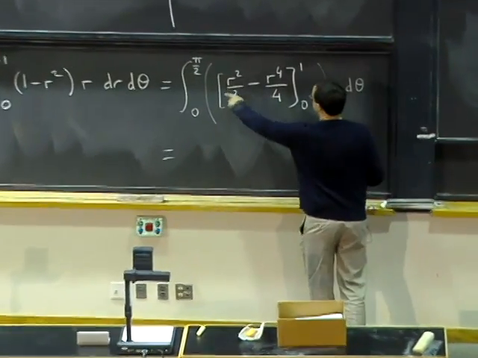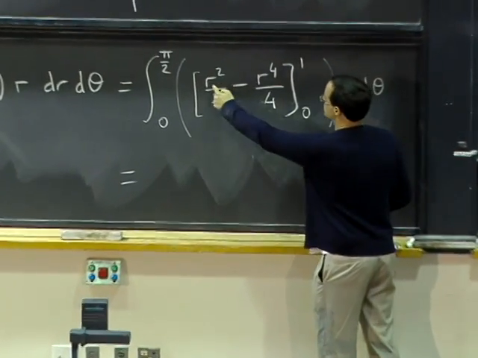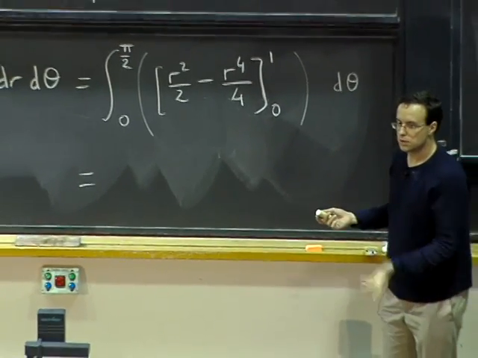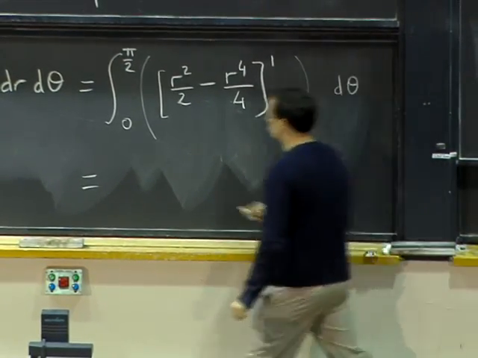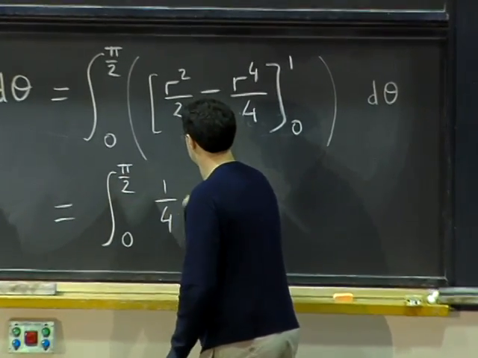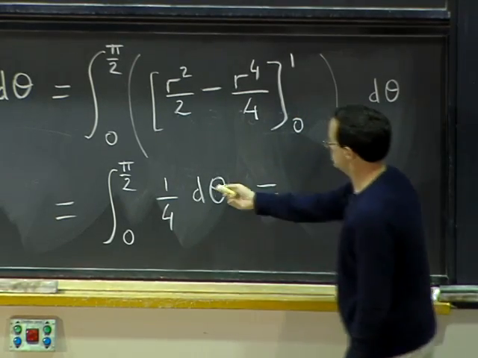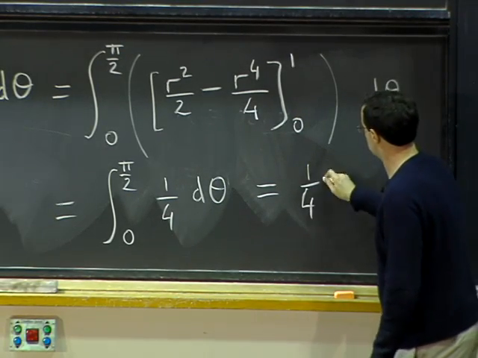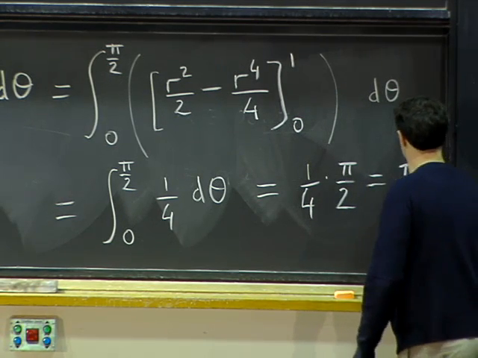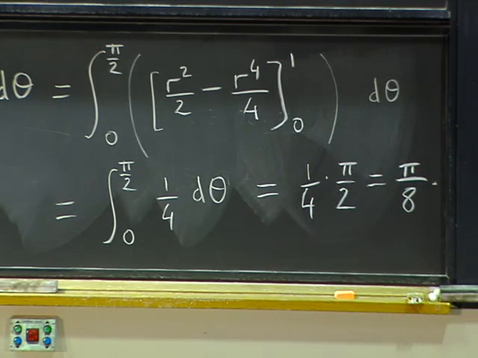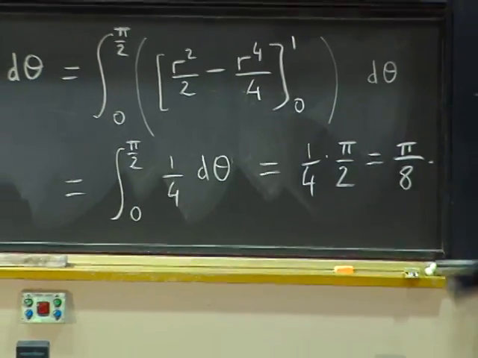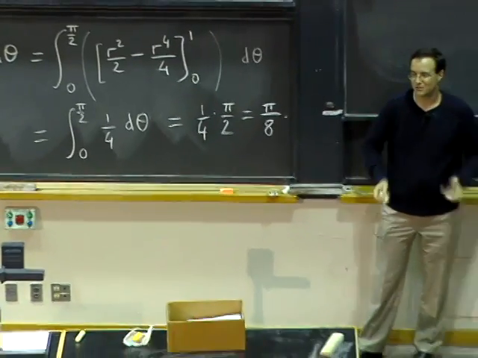So what is this equal to? Well, for r equals 1, you get 1/2 minus a quarter. That's going to be just a quarter. And when you plug in 0, you get 0. So it's the integral from 0 to pi over 2 of 1/4 d theta. And that just integrates to a quarter of pi over 2, which is pi over 8. Okay? So that's a lot easier than the way we did it yesterday.